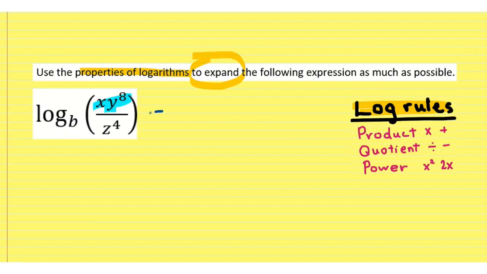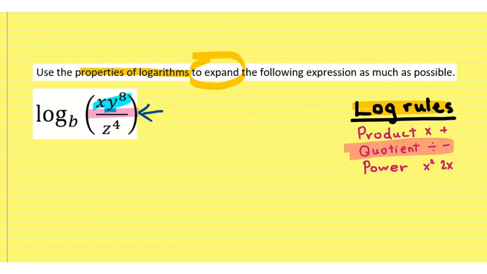So that fraction bar, what does it represent? Does it represent multiplication, a product? Does it represent a quotient, which is division, or does it represent a power? Well, it represents division, right? It is a quotient. Anytime we have a fraction bar, that is a division, which the name of a division operation in math is called a quotient. So that means we are going to use the quotient rule.